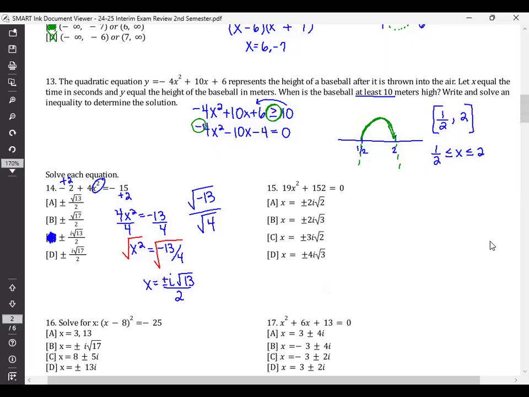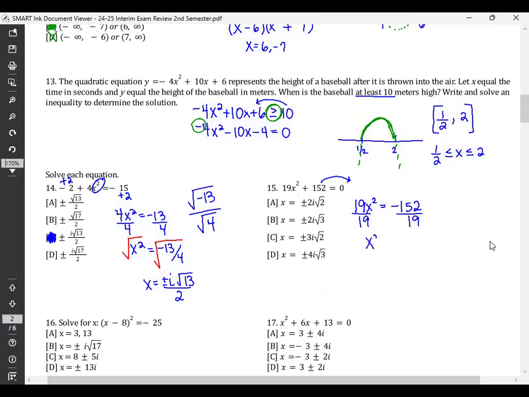For number 15, same thing. It's got an x squared. So I want to solve this by first moving that 152 to the other side. So I'm going to subtract 152. That's going to give me negative 152. Divide by 19.